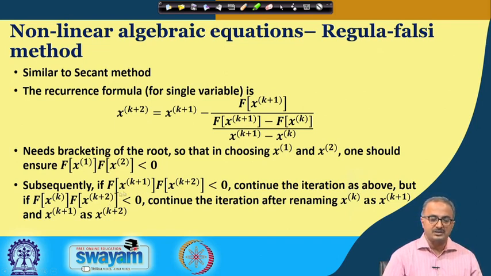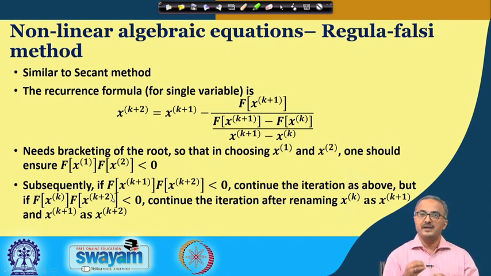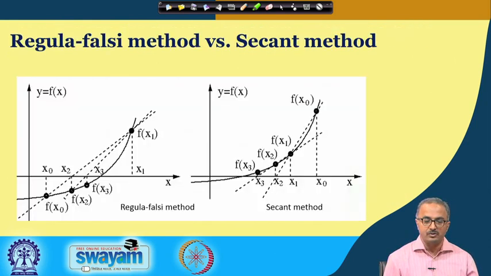Okay, depending on the sign of the product, again we reassign the values of xk to either xk plus 2 or xk1 to xk plus 2. So, depending on that, let us look pictorially at what we are finding in the case of regular falsi: initially we start with the bracketing of roots.